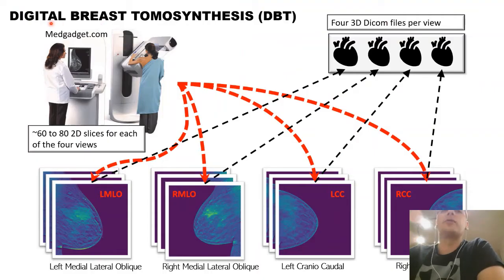So a version of mammography used in the hospital setting is called digital breast tomosynthesis, also known as DBT. In DBT, you have a machine that will rotate around the woman and take images of 2D slices of the breast tissue. These images happen at 4 different angles: LMLO, RMLO, LCC, and RCC. At each of these 4 angles, about 60 to 80 images are produced, and there is a corresponding 3D DICOM image that is created for each angle. So in the end, we will have 4 DICOM images.